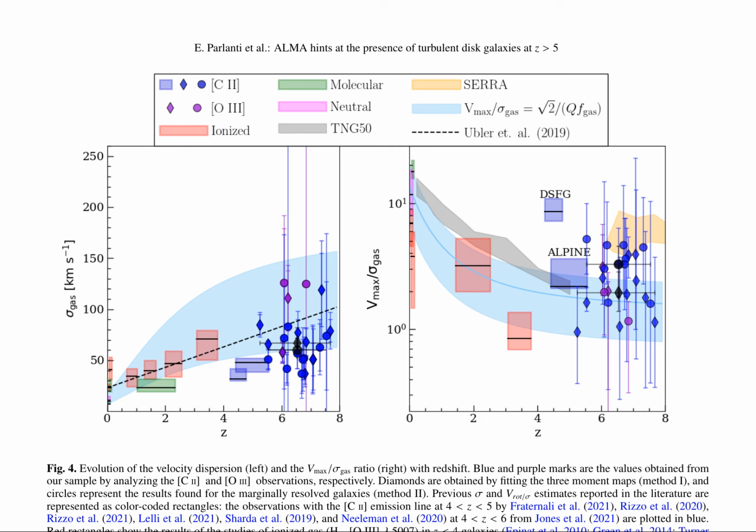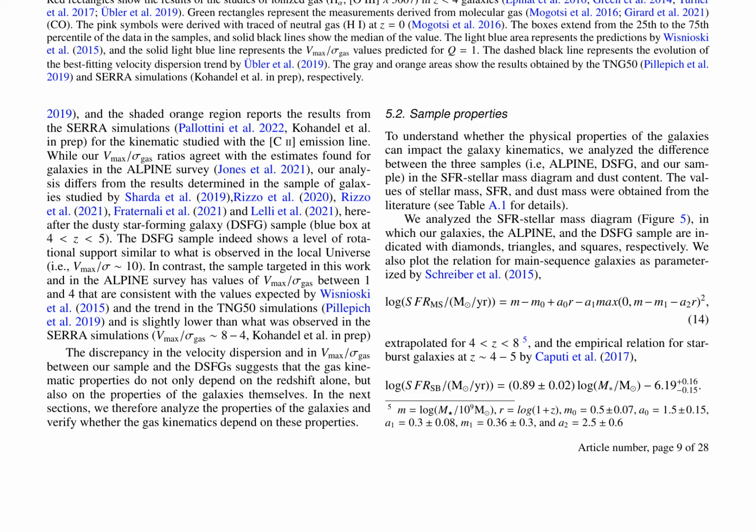In the SFR-stellar mass diagram, the ALPINE sample and the target sample lie above the main sequence relation, indicating they are starbursts. DSFGs are more massive and consistent with high-redshift starburst populations, but despite their high star formation activity, they seem to be less turbulent than high-z main sequence galaxies.